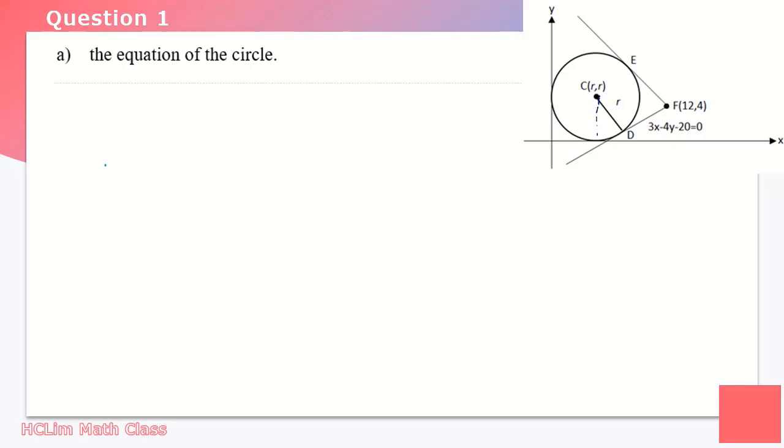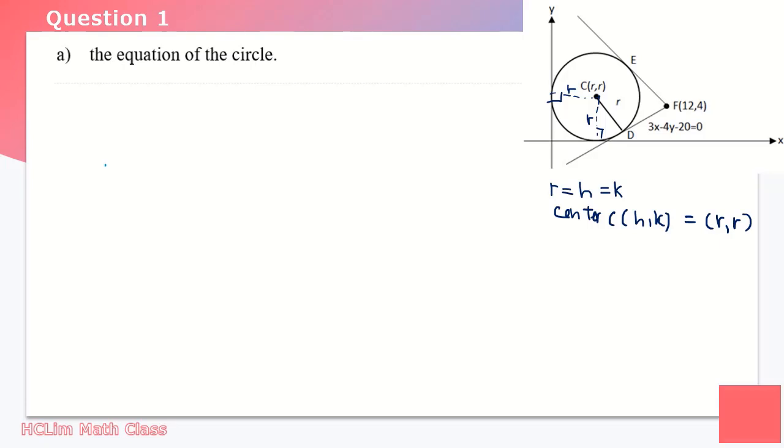Since the circle touches the y-axis and the x-axis, we have the radius here and here, r, which is perpendicular to the axis. So we can say that r is equivalent to h and equivalent to k. So we can say that the center C(h, k) is equivalent to (r, r).